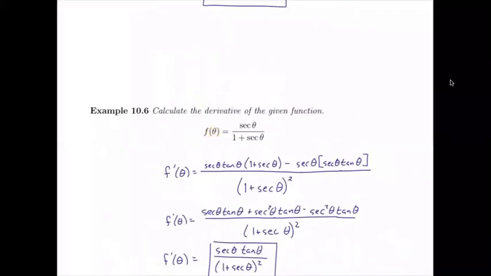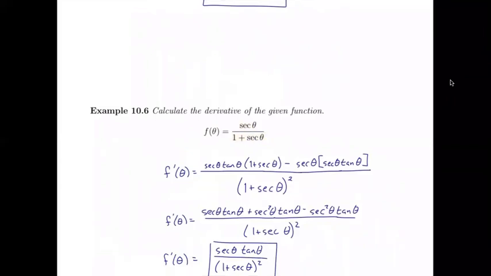Okay, now next up, calculate the derivative of f of theta. So theta is our independent variable now. We have secant theta over 1 plus secant theta. So now we have a quotient of 2 functions. And on the quotient, in the denominator, we've got a sum, right? We know how to handle that. We've already done that with root function plus 1. It was root t plus 1 previously. So that'll be fine. Remember the quotient rule. Derivative of the top times the bottom minus the top times the derivative of the bottom over the bottom squared.